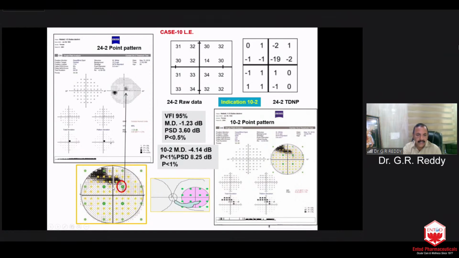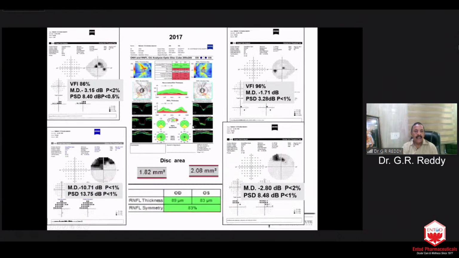And in this printout, this field defect is crossing between the 3-degree point and the 9-degree point, and it is going in between the points. That is why this is not picked up in the 24-2, with a mean deviation of minus 1.23. And the OCT, this is a 2017 patient scan. The OCT also did not pick it up.